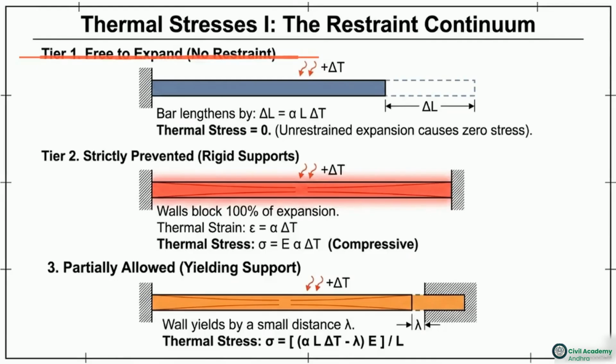This graphic maps out thermal stresses along a restraint continuum. Look at Tier 1. Free expansion causes zero stress. If a material can freely change size when heated, no internal resisting forces develop. Thermal stress is born entirely from restraint. In Tier 2, rigid walls block 100% of the expansion. Because the physical desire to expand is denied, the bar experiences maximum compressive stress, equal to E times alpha times delta T. Tier 3 shows a yielding support. The wall gives way by a small distance, lambda. The only part of the thermal expansion that generates stress is the fraction actively blocked by the support.